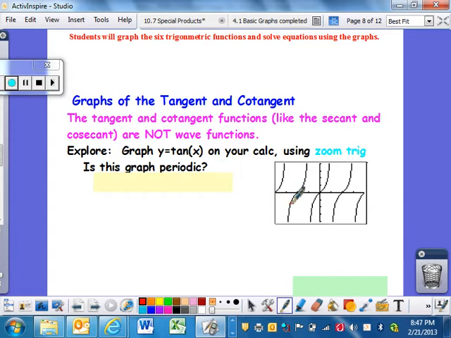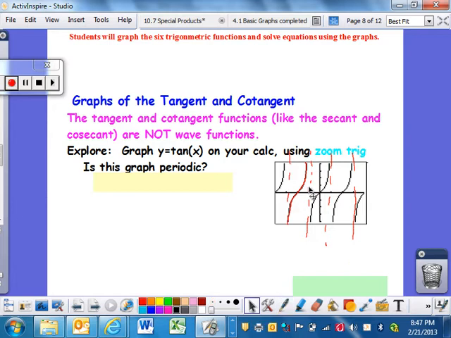periodic means you can graph it without lifting up your pencil. Well, I can graph this part, but then I've got to lift it to get to the next part. What happens is these are asymptotes in the middle. Okay? So is the graph periodic? Absolutely not. Okay, what is the period? How far apart is a period for tangent?